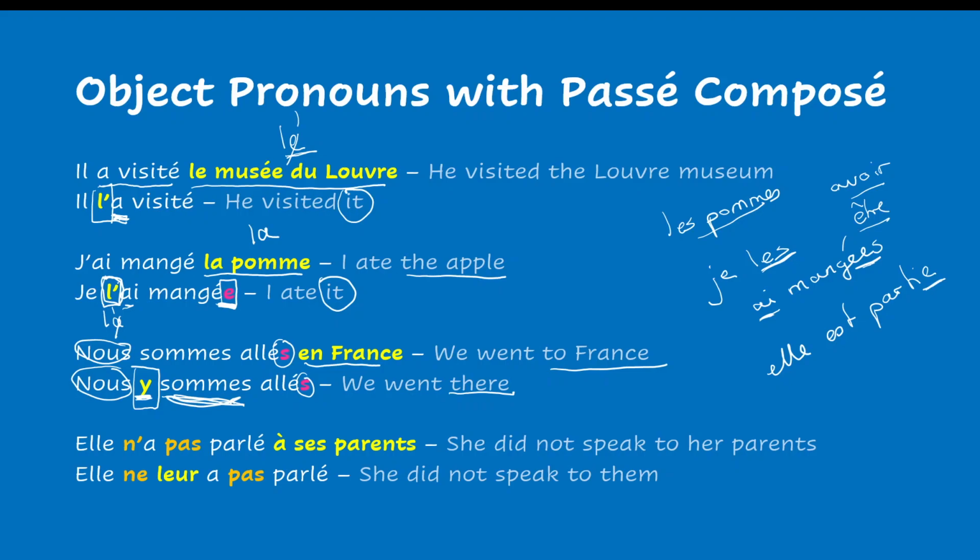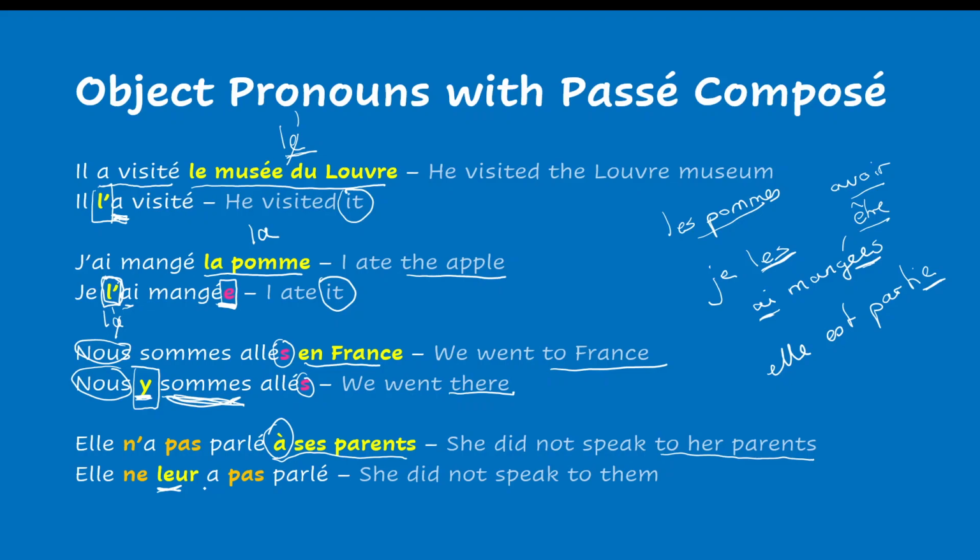So, last sentence: elle n'a pas parlé à ses parents. She did not speak to her parents. Here we have a preposition. We know we are going to use an indirect pronoun. We have a plural noun. We are going to use leur.